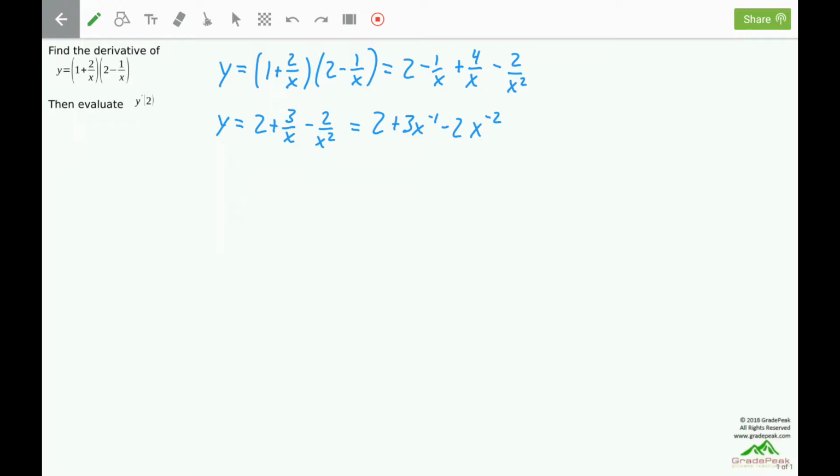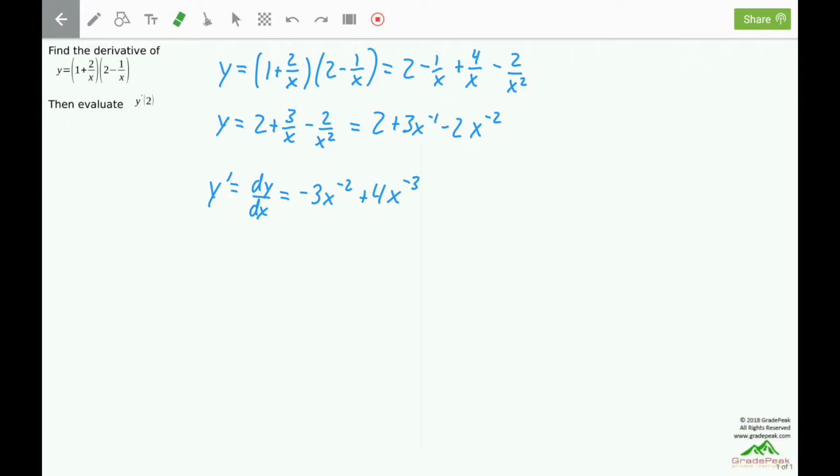Let's now find the derivative, y prime, which can also be called dy dx, equals, the first term is a constant with no x's. Derivative will be a 0. Second term is a power rule. Bring down the negative 1, multiply with a 3. That will be a negative 3. And then subtract 1 from the power, x to the negative 2. The third term, bring down the negative 2 and multiply with the negative 2, so that'll be a positive 4. And then subtract 1 from the exponent negative 2. Negative 2 minus 1 will go to a negative 3.